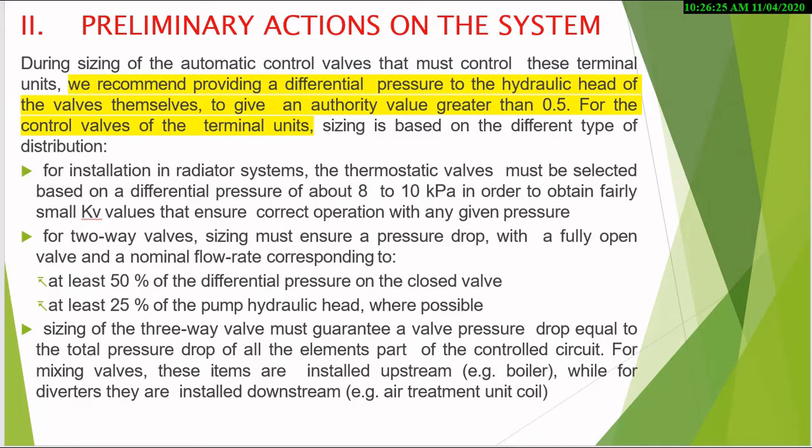For two-way valves, sizing must ensure pressure drop with a fully open valve and nominal flow rate responding to at least 50% of the differential pressure on the closed valve and at least 25% of the pump hydraulic head where possible. Sizing of the three-way valve must guarantee a valve pressure drop equal to the total pressure drop of all the element parts of the control circuit. For mixing valves, these items are installed upstream, for example boiler, while for diverts they are installed downstream, for example air treatment unit coil.